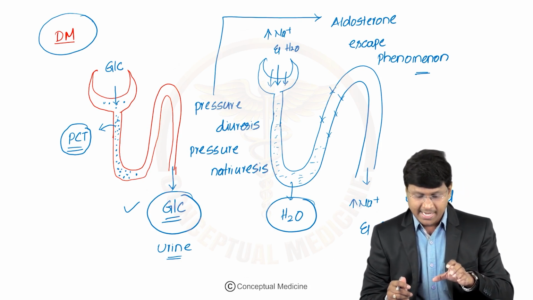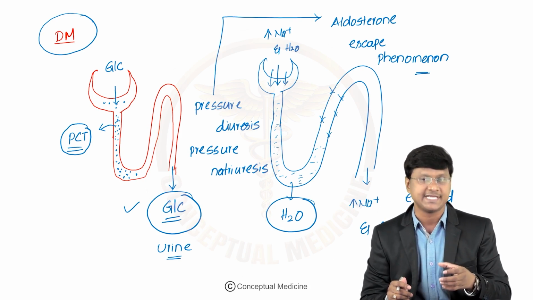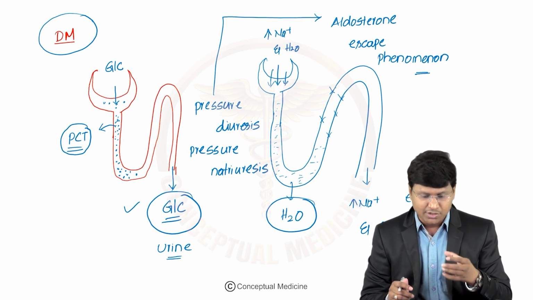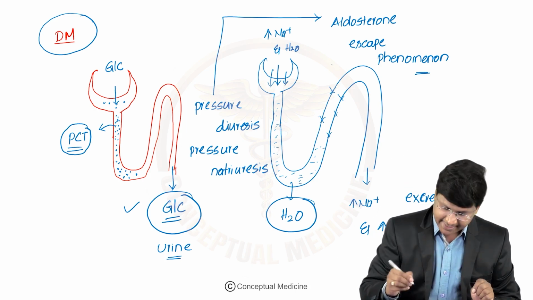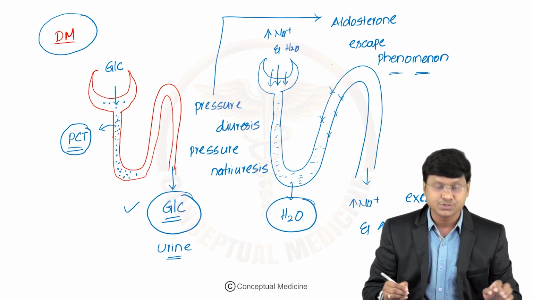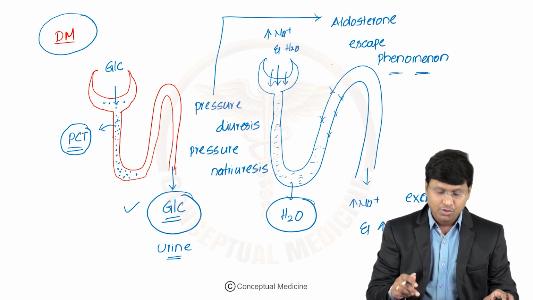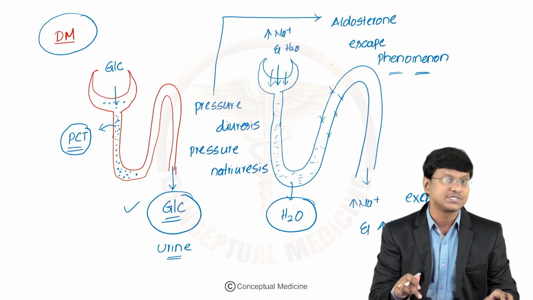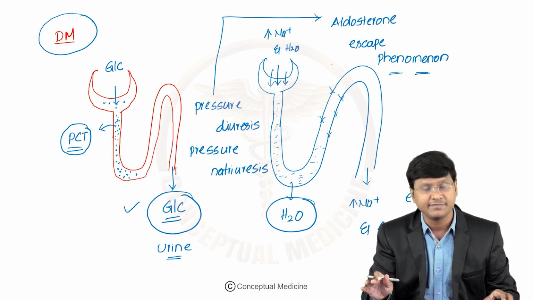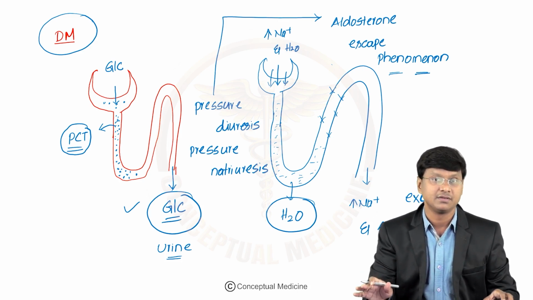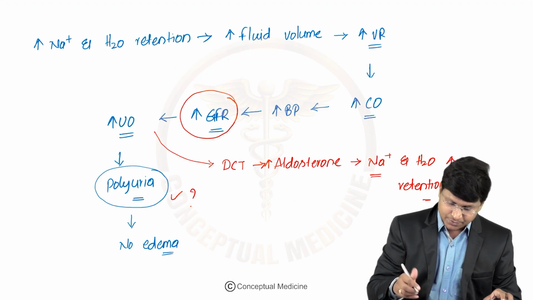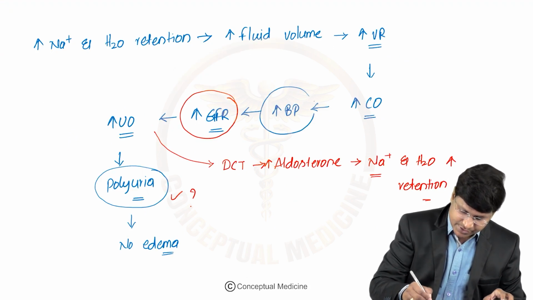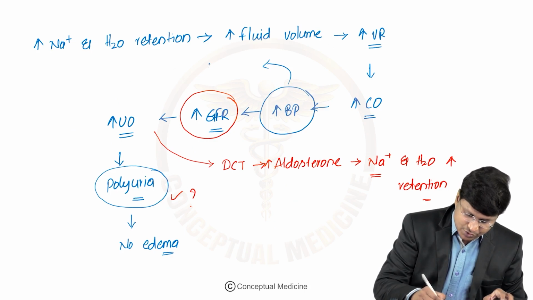So aldosterone is unable to show its action. Aldosterone is not causing sodium and water reabsorption, in spite of the aldosterone being very high. That is what is called the aldosterone escape phenomenon. Because of this, the individual will not have pedal edema. The individual will have polyuria. And as I said, the blood pressure of the individual increases, and that is nothing but diastolic hypertension.